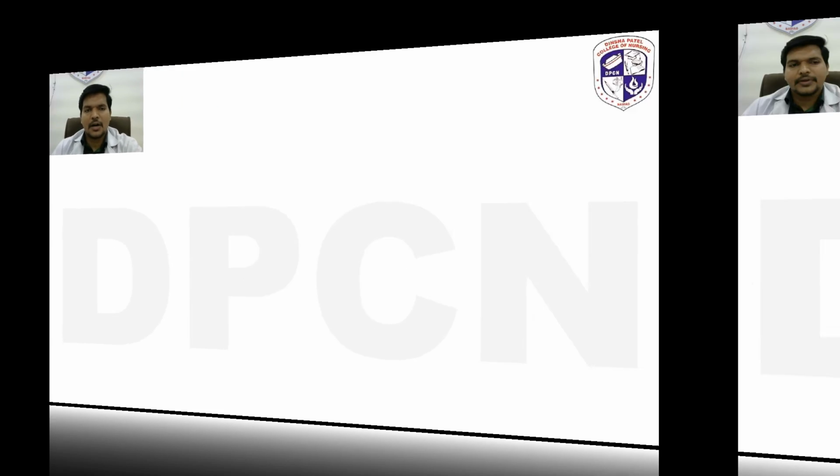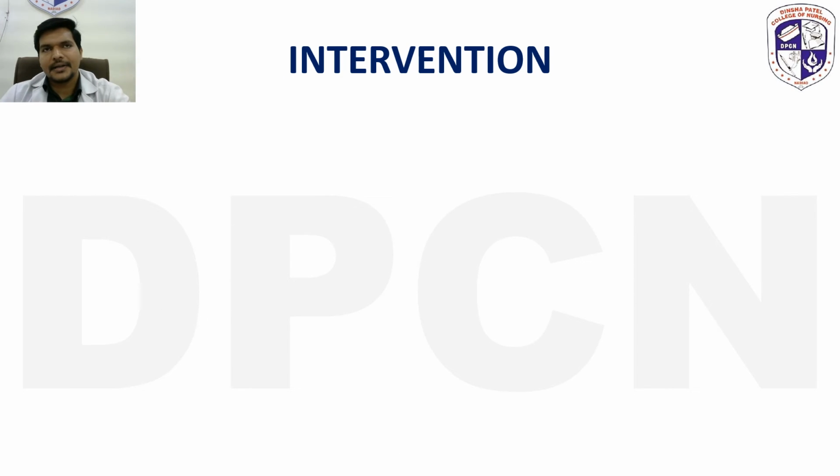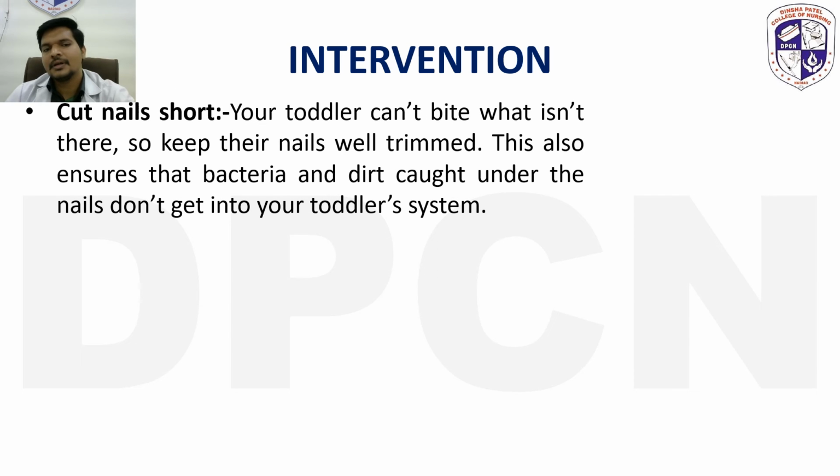So how can we manage nail biting? Whenever we observe that the child is biting their nails, you should first cut the nails short, and your toddler can't bite what is not there. So keep the nails well trimmed, and this also ensures that bacteria and dirt don't get under the nails and into the toddler's system.